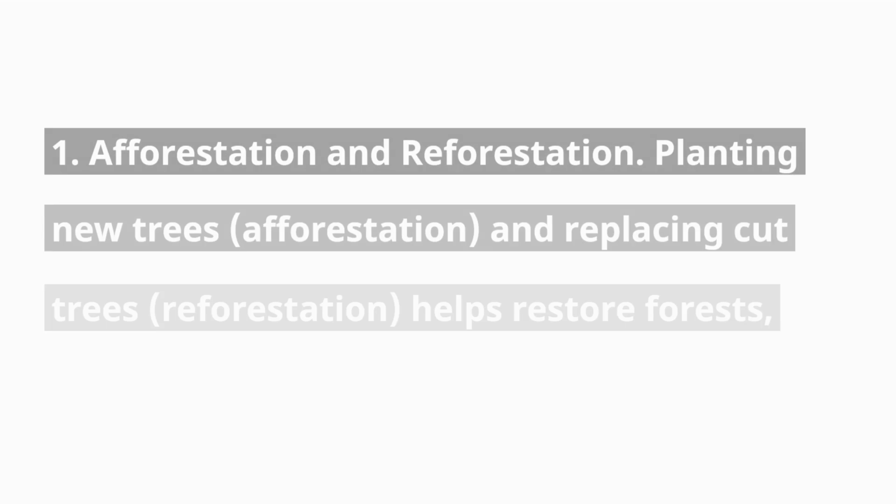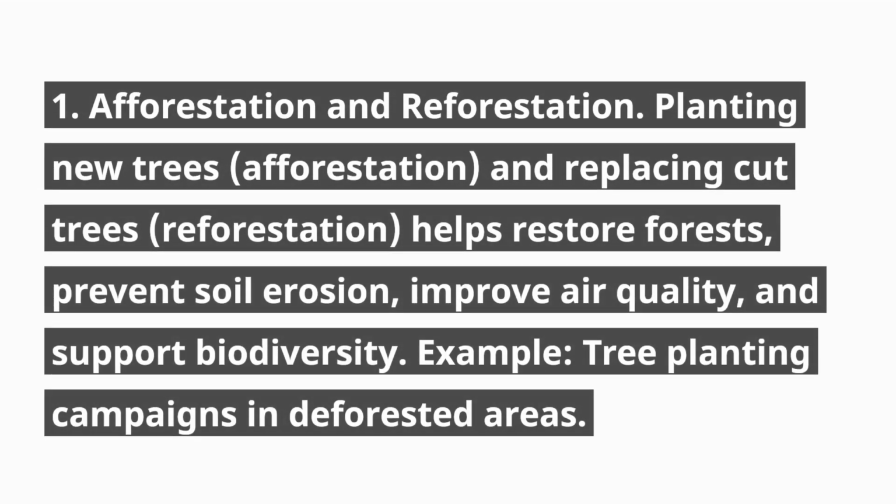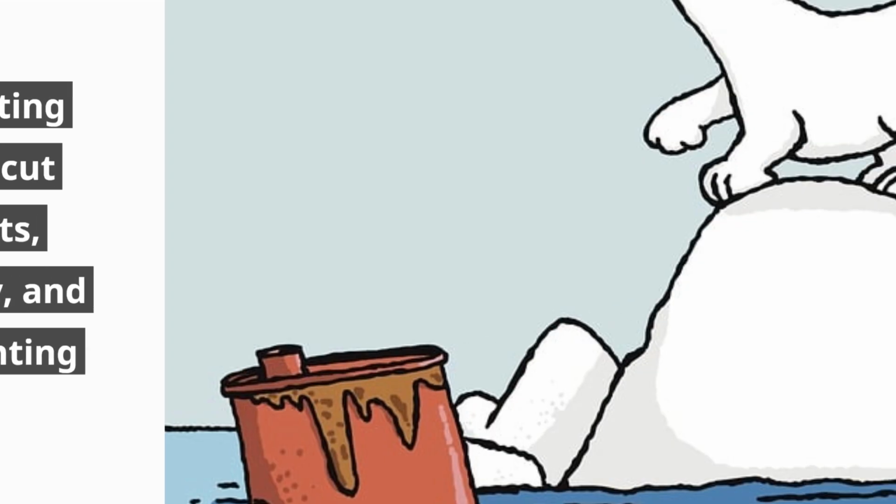1. Afforestation and reforestation. Planting new trees, afforestation, and replacing cut trees, reforestation, helps restore forests, prevent soil erosion, improve air quality, and support biodiversity. Example: tree planting campaigns in deforested areas.